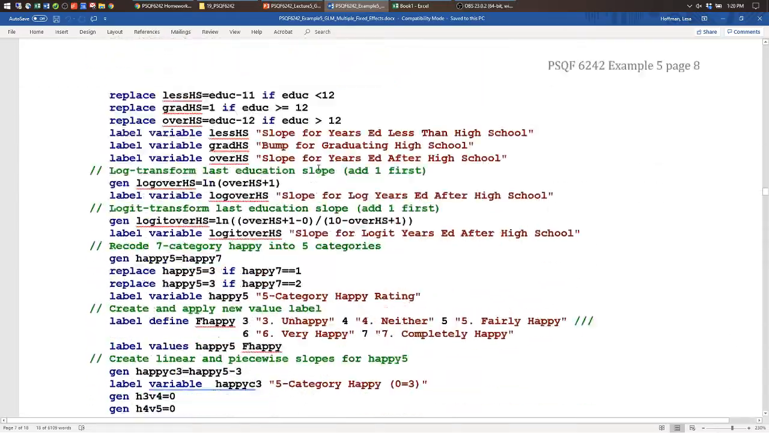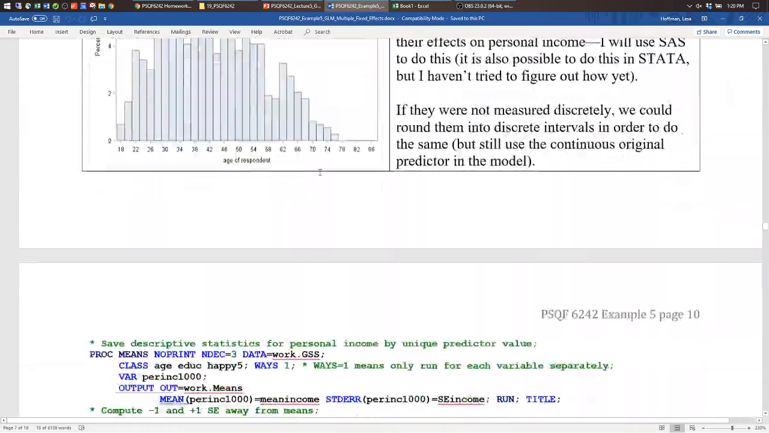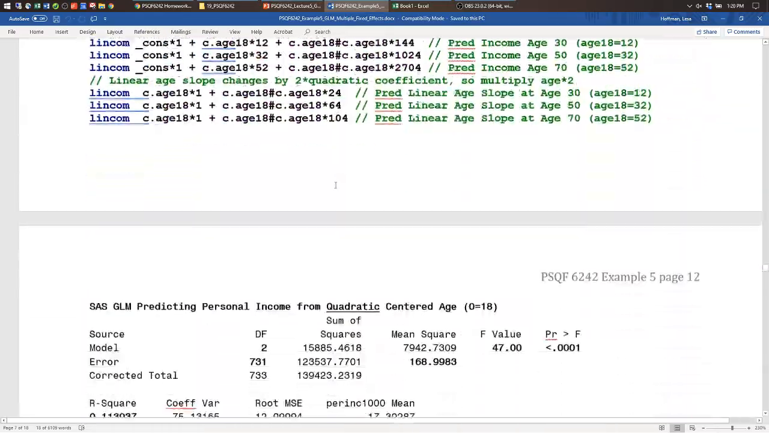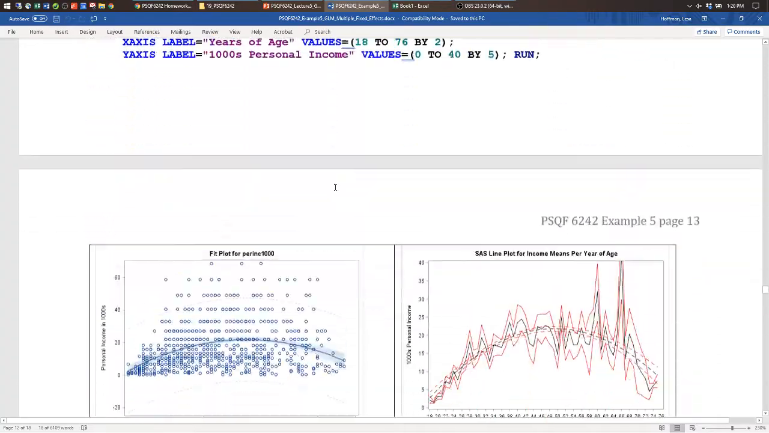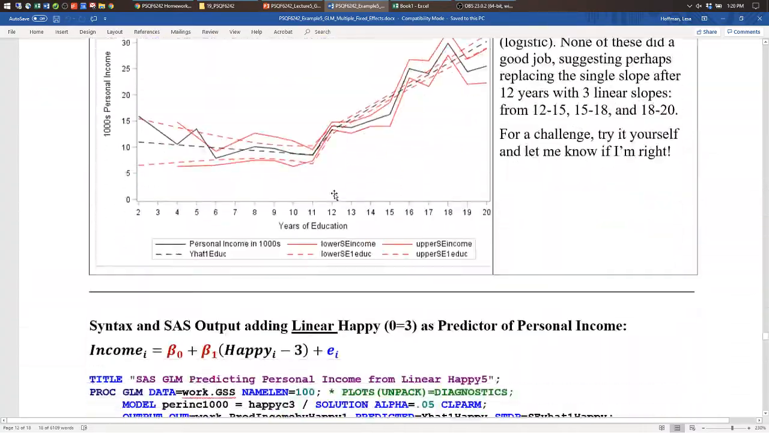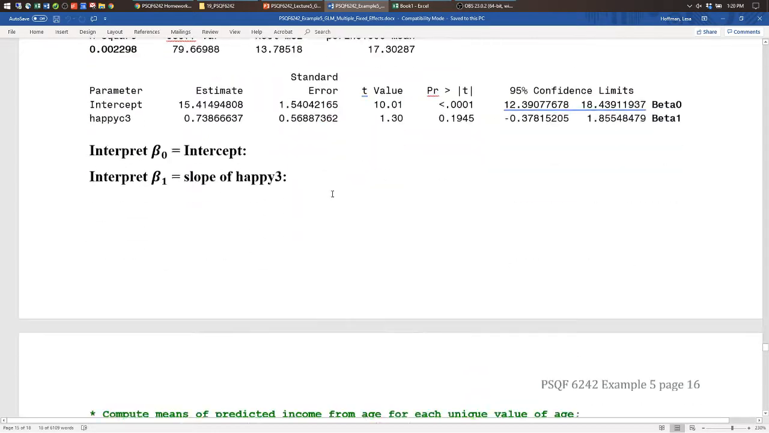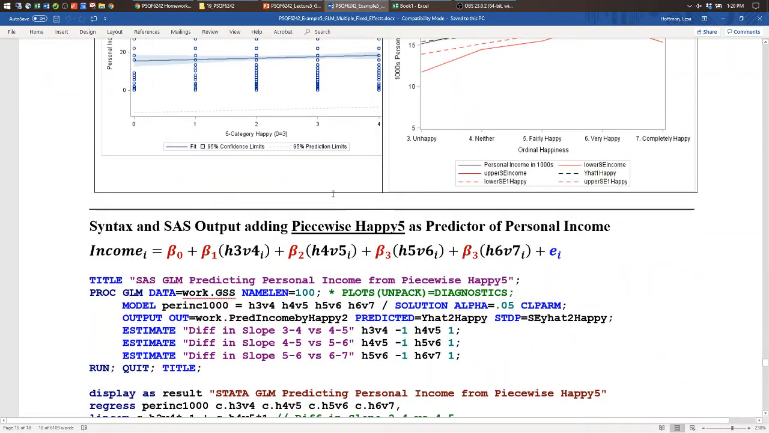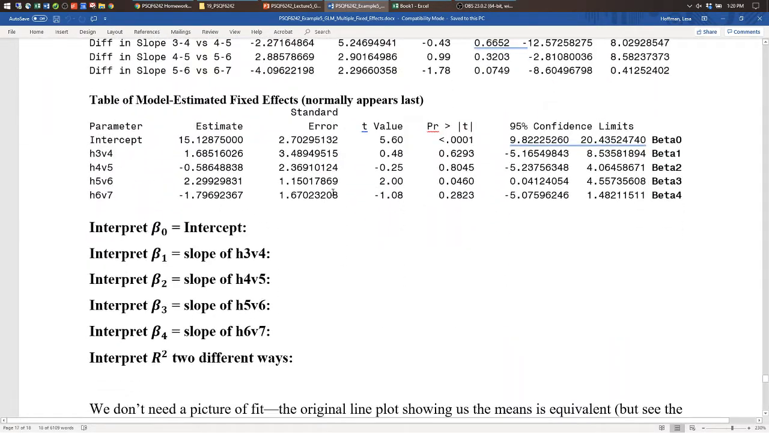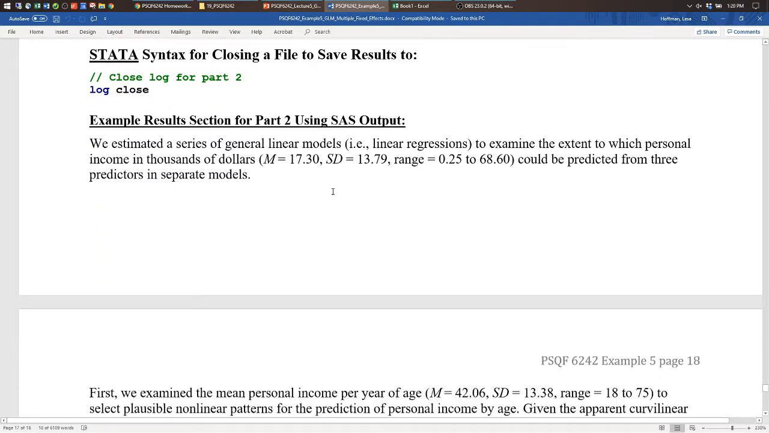And so then the rest of the stuff here, I think everything is pretty much the same as what you just saw. Yeah, there's happy 3, there's the pictures. Ta-da. And as always, words.